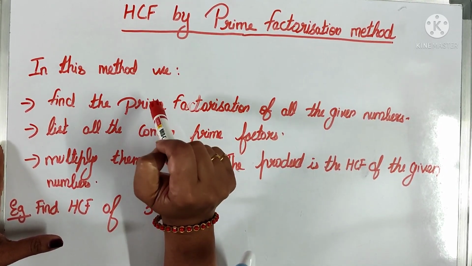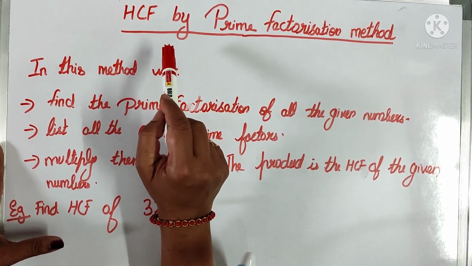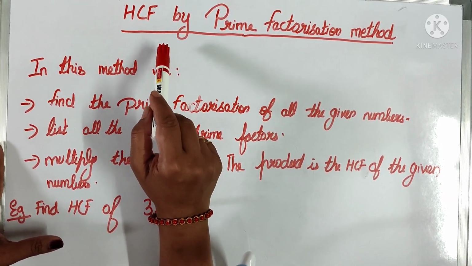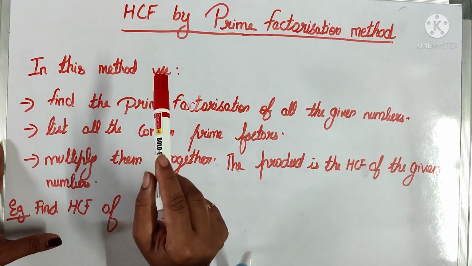There are three ways to find HCF. First is the listing factor method. The second one is the prime factorization method, and the third method is the division method.